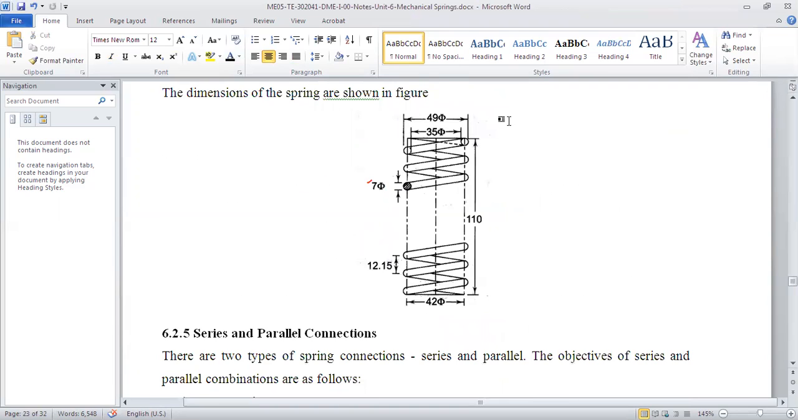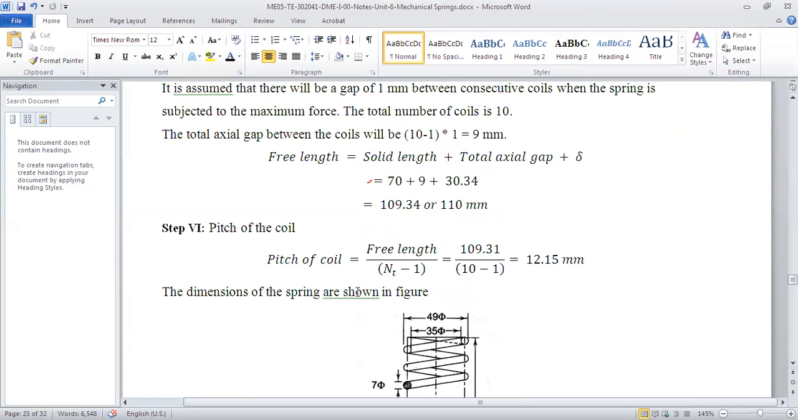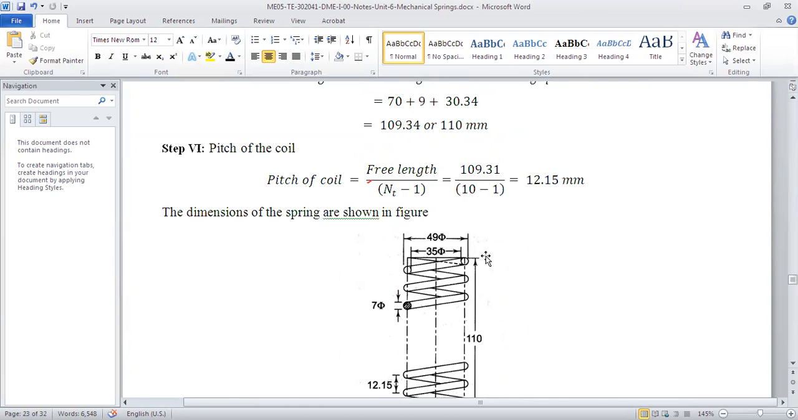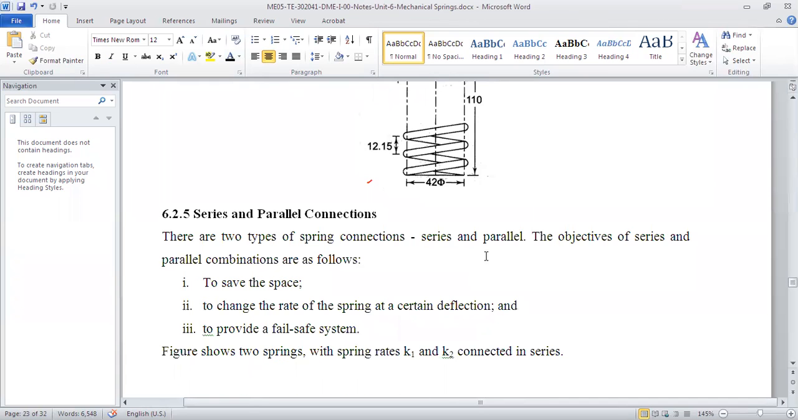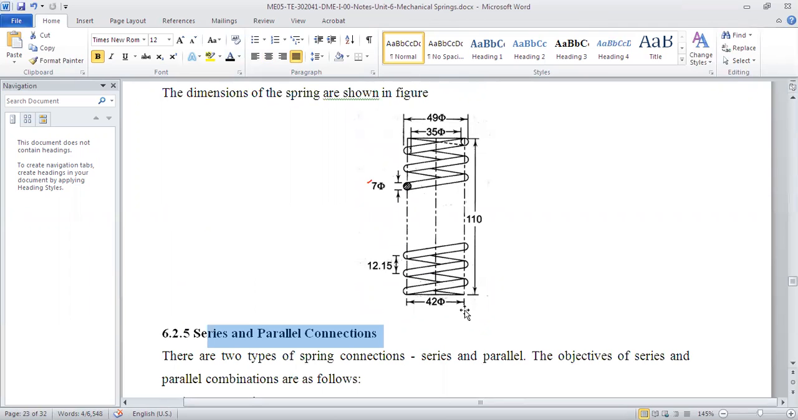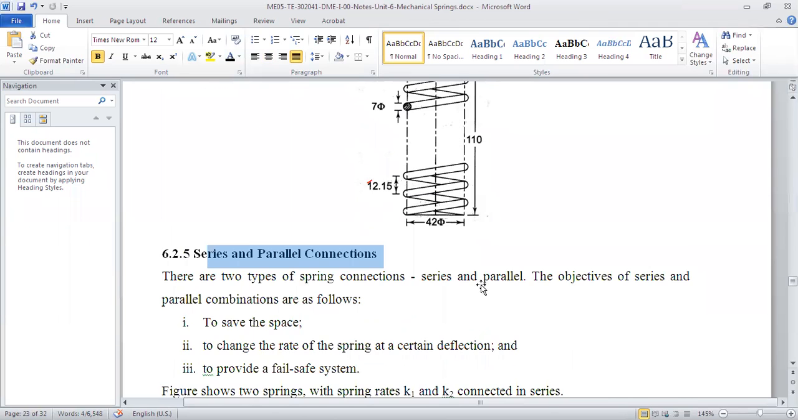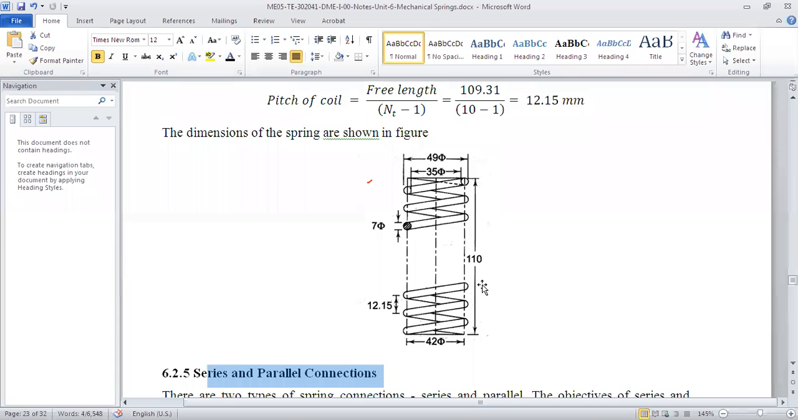So are you guys with me? Did you follow whatever I explained? This is how we design. This numerical had a complete design of the spring. Next time we will go ahead with series and parallel connections of springs. We can put the springs in parallel or in series, and see how the stiffness varies in those cases. I will take a numerical also.